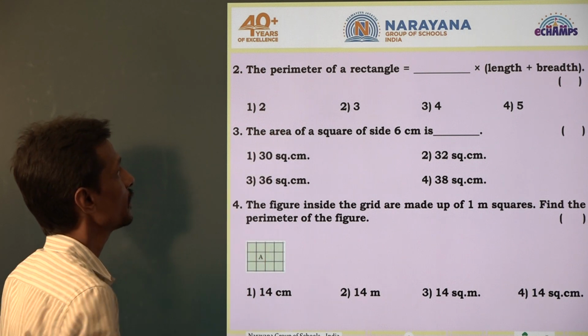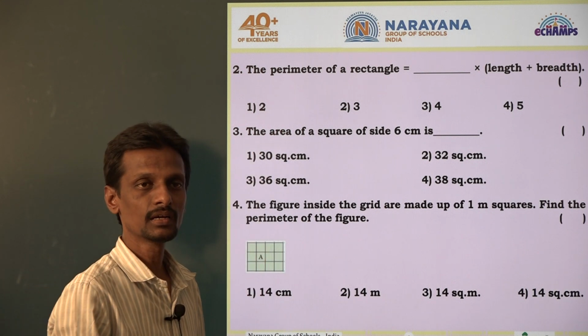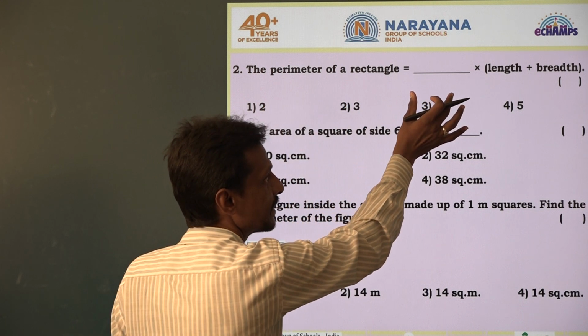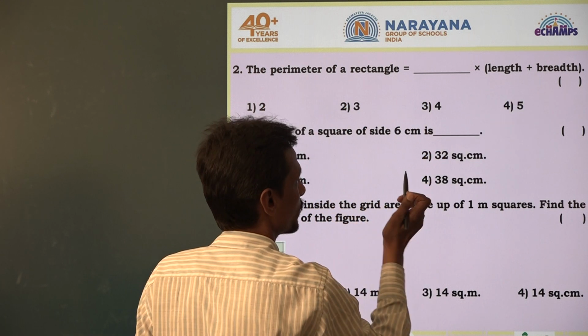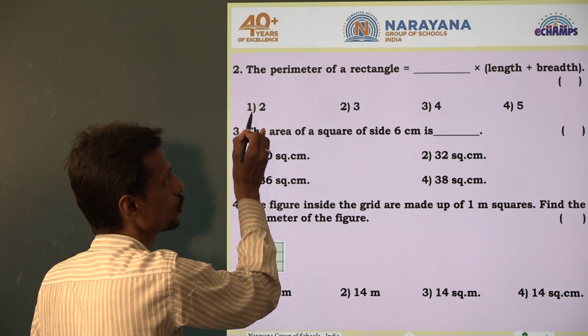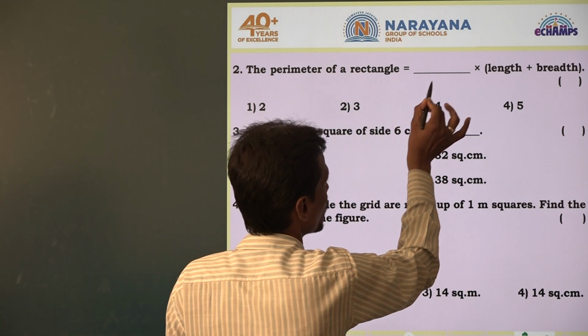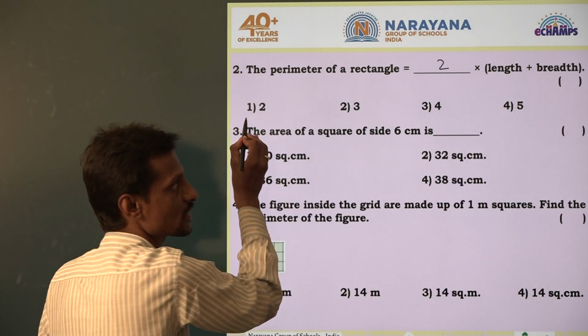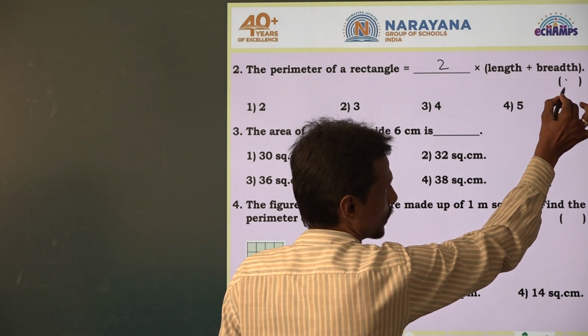Next, second one, the perimeter of a rectangle. It is a formula for that. The perimeter of a rectangle is 2 into length plus breadth. So is first option 2? The perimeter of a rectangle is equal 2 into length plus breadth. So first option 1 is correct answer.